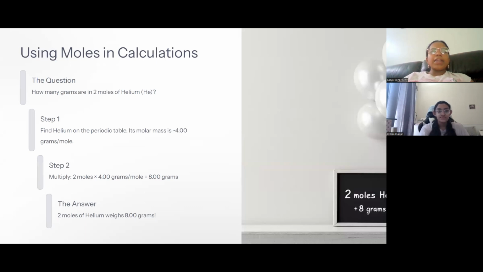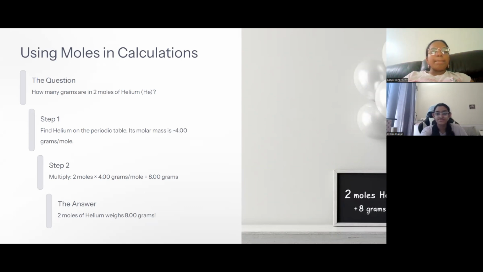So now let's look at an example of how to calculate moles. So, using moles in calculations. The question: how many grams are in 2 moles of helium, also known as He on the periodic table? So step 1, find helium on the periodic table. Its molar mass is about 4.00 grams per mole.